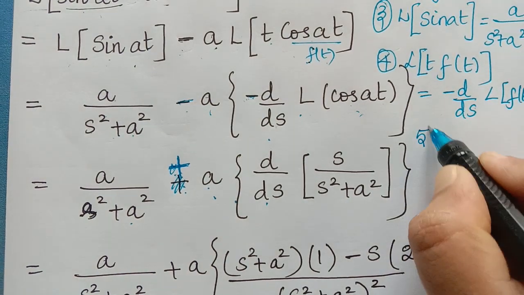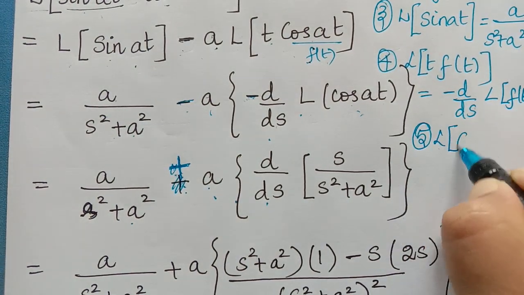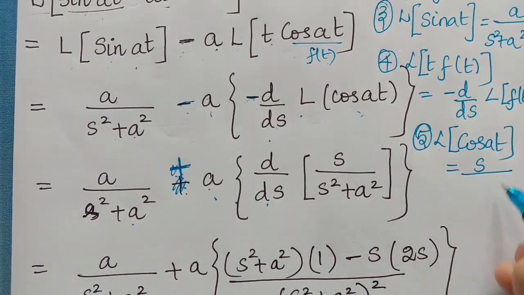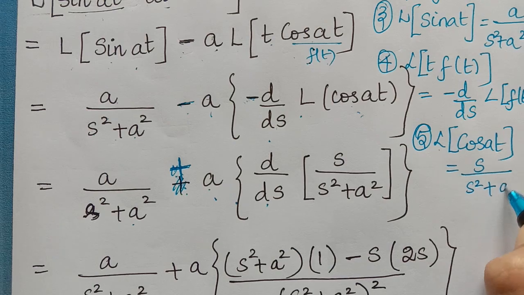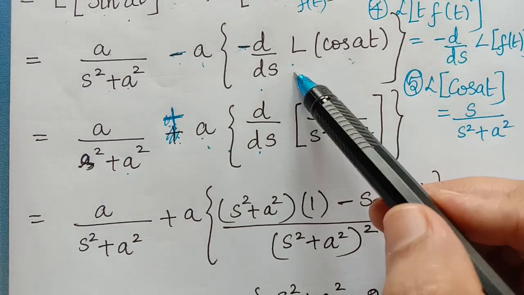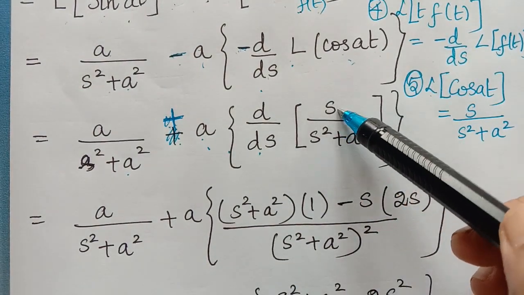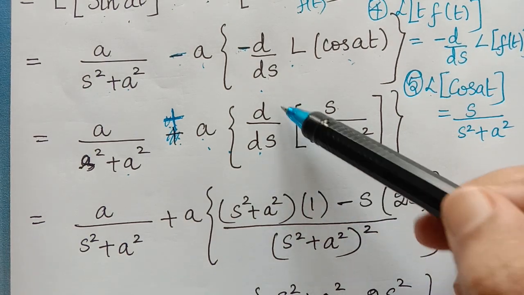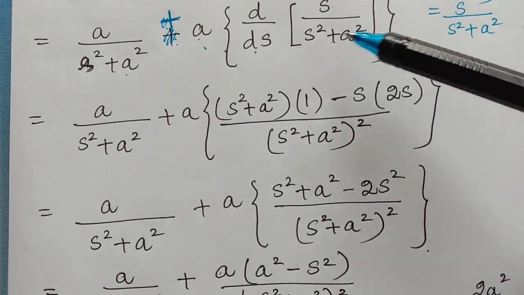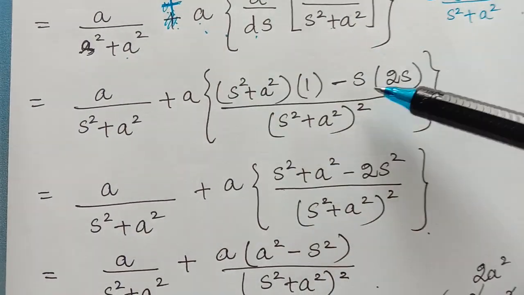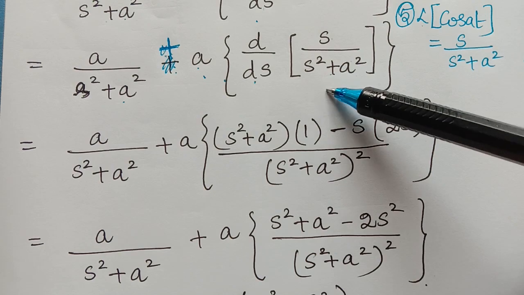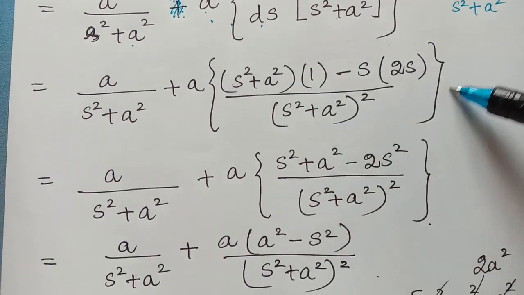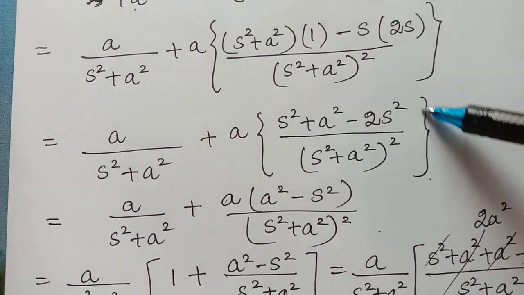The next formula that we will be using here is the Laplace transform of cos at, which is equal to s divided by s square plus a square. So applying that formula, the Laplace transform of cos at is equal to s divided by s square plus a square. Now we have to differentiate this as we did previously in our problems. In the same way, I have used the u by v method. So here u is s and v is s square plus a square. So I have used that formula over here and we have solved this problem.